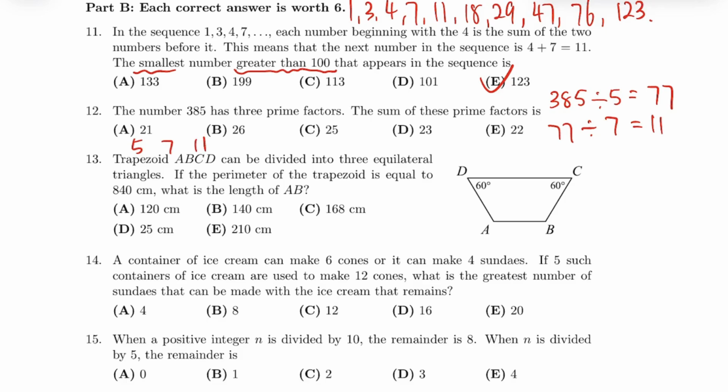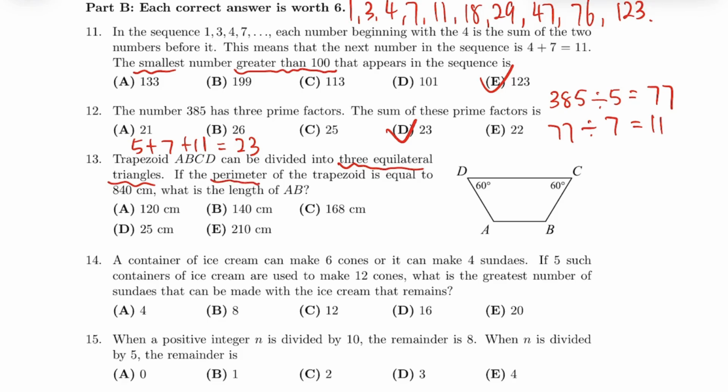So they want us to find their sum. We need to add them together, which is 12 plus 11, 23. The answer is D. Okay, so 13. Trapezoid ABCD can be divided into 3 equilateral triangles.